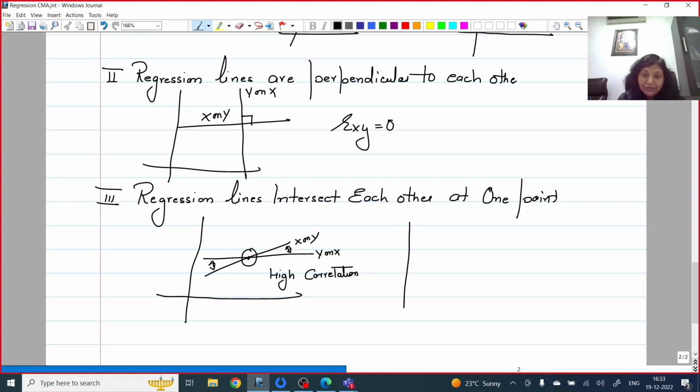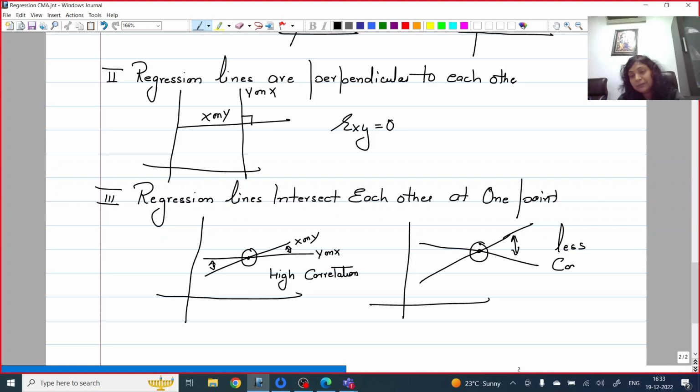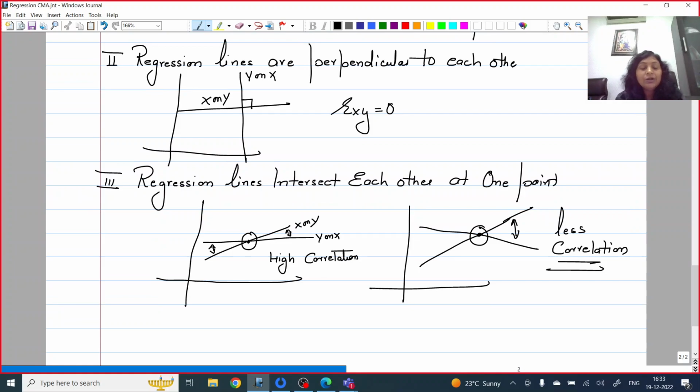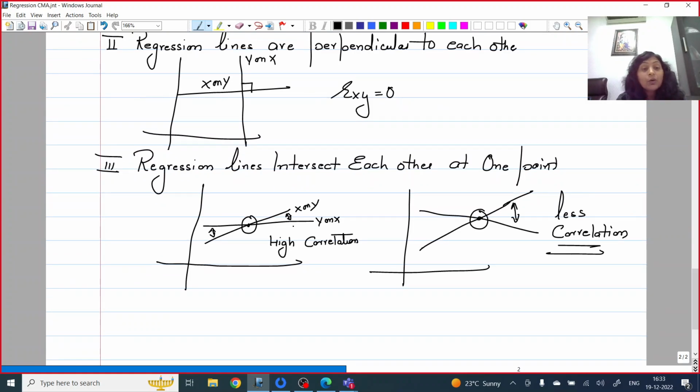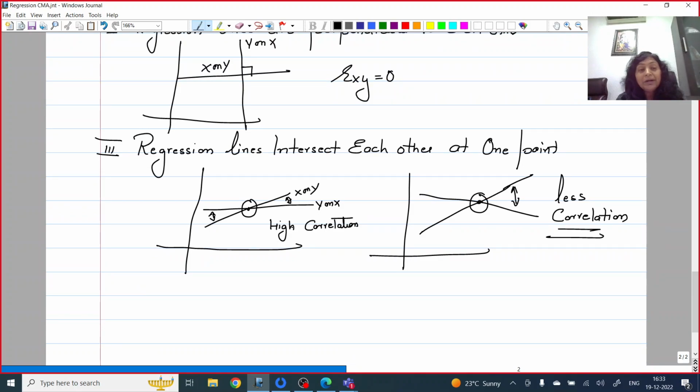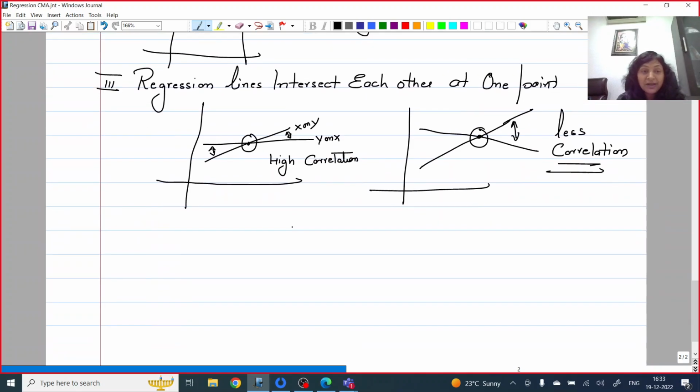Fine. And if we say the lines are this way, so they are intersecting at one point and the distance is far, then we can say less correlation. So we can find out the degree on the basis of distance between the lines. If the distance is less, the correlation is more, and if the distance is more, the correlation is less. So this is your relationship between correlation and regression. How you can predict the value of correlation with the help of regression lines.